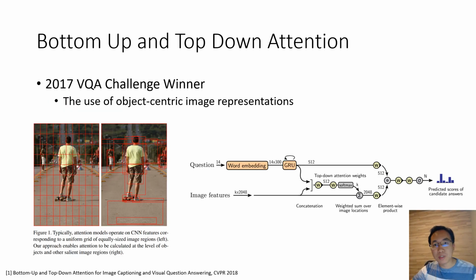So let's first introduce the BUTD paper, which is short for bottom-up and top-down attention. This is the winning entry to the 2017 VQA challenge. The high-level idea is basically the use of object-centric image representation from an object detector. As you can see in the picture on the left, typically attention models operate on CNN features corresponding to a uniform grid of equally sized image regions. But in the BUTD paper, they propose to calculate attention at the level of objects and other salient image regions. Since its proposal, basically all the follow-up work has been using the BUTD feature. But in the BUTD paper itself, the multimodal fusion part, which is shown on the right, is pretty simple.